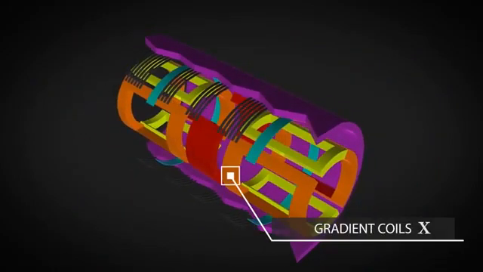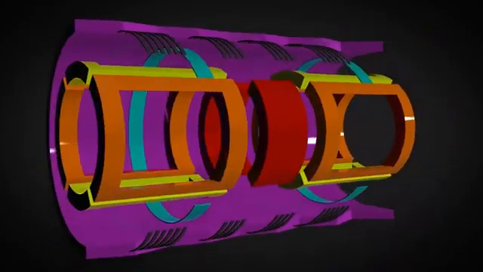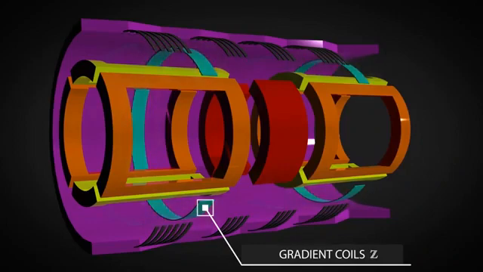magnetic field. X coil creates a varying magnetic field from left to right across the scanning tube. Y coil creates a varying magnetic field from top to bottom across the scanning tube. Z coil creates a varying magnetic field from head to toe.